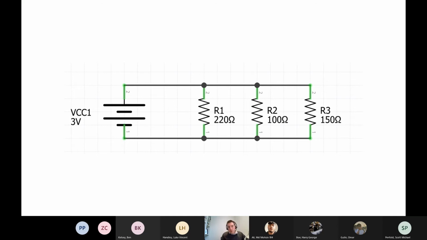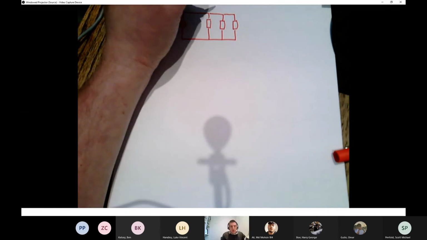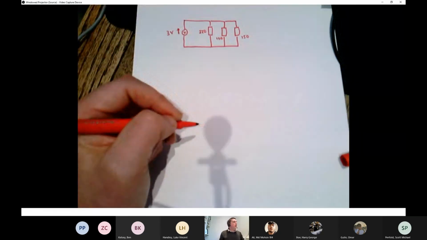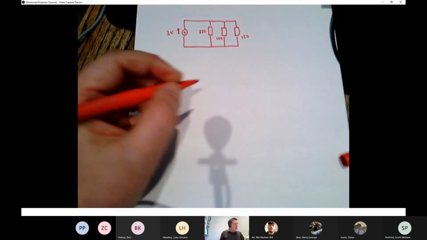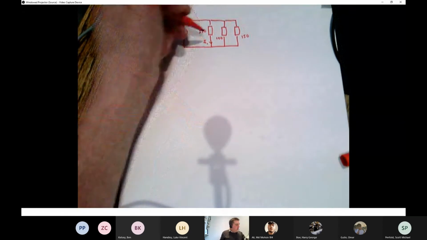I'll bring up the visualizer. Sorry, I've forgotten the values already. 220, 100 and 150 ohms. Okay. So I marked that up on my diagram. And I guess what we might want to know is some currents.